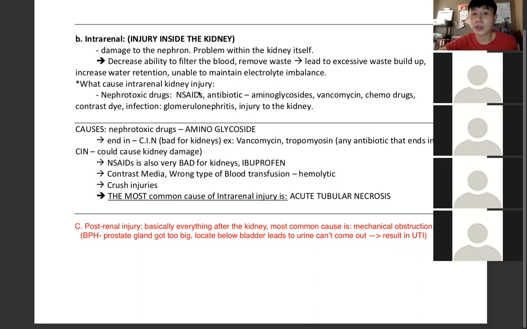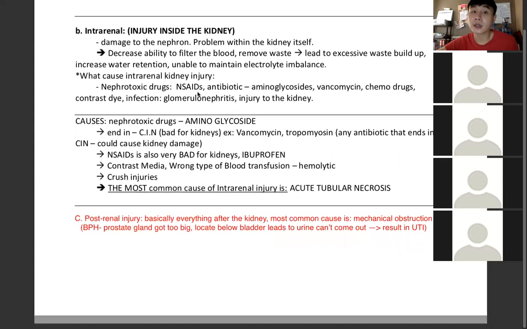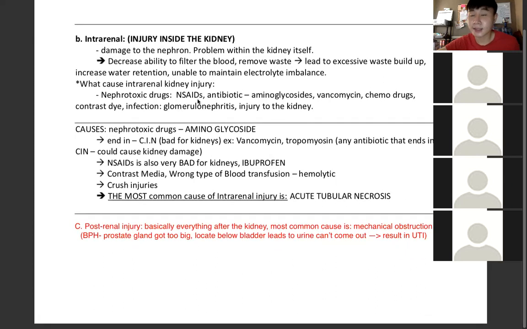So what causes intrarenal kidney injury? This includes nephrotoxic drugs. So NSAIDs, which include aspirin, ibuprofen, antibiotics, aminoglycosides, vancomycin, chemo drugs, contrast dye, and infection, including glomerulonephritis, injury to the kidney. So it is so crucial that we remember this. We need to remember which are the nephrotoxic drugs and which antibiotics cause severe damage to the kidney. So we have to keep an eye on that when we give drugs to the patient, or when the patient has kidney issues, we won't give those antibiotics.